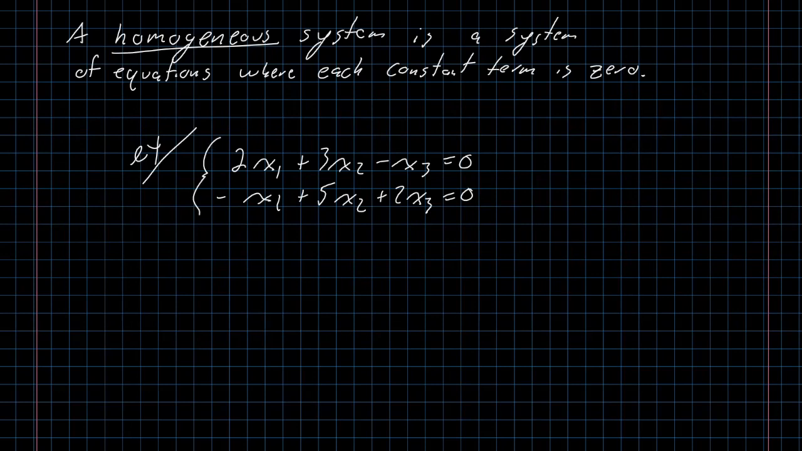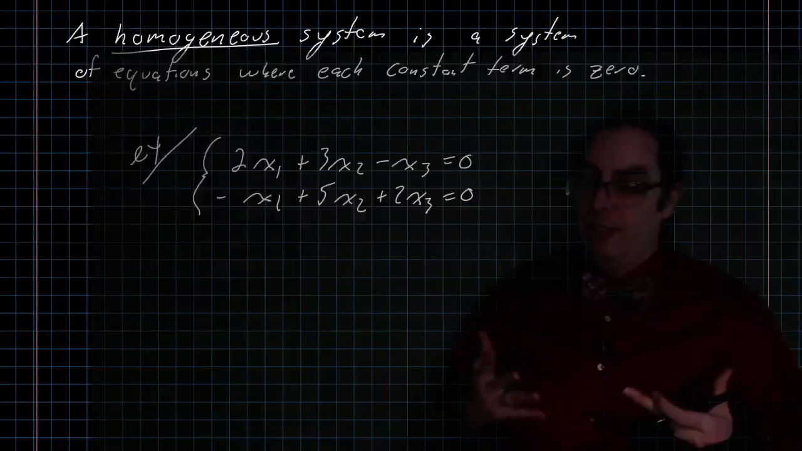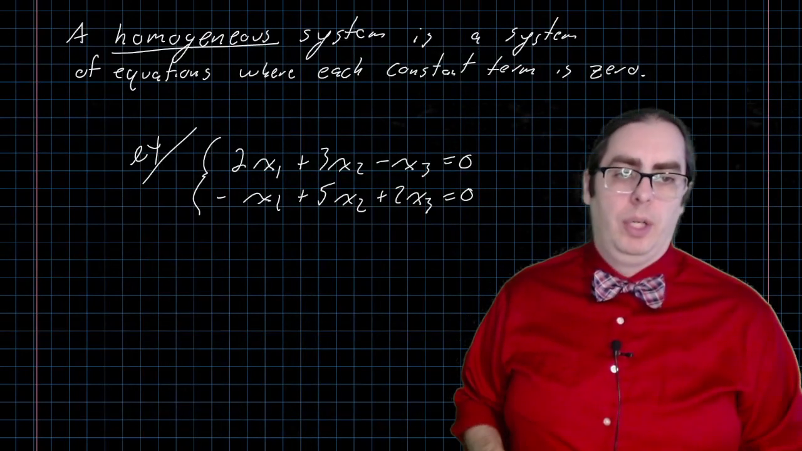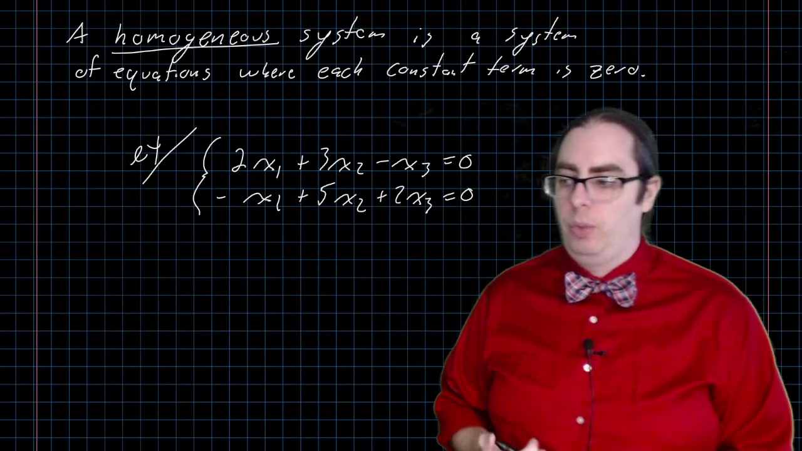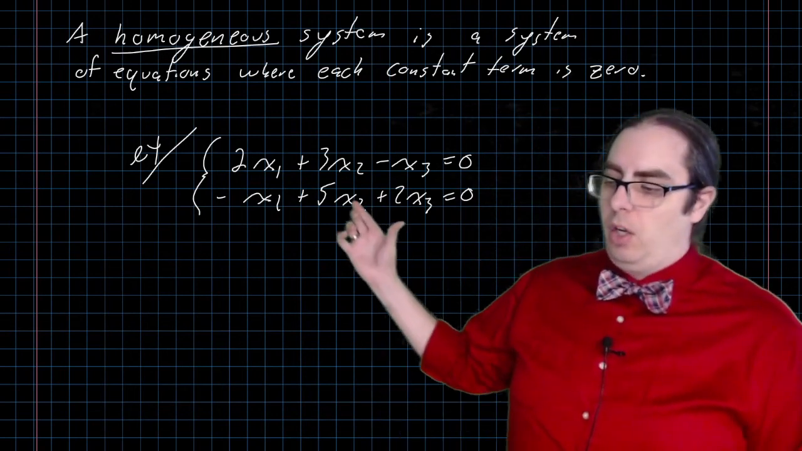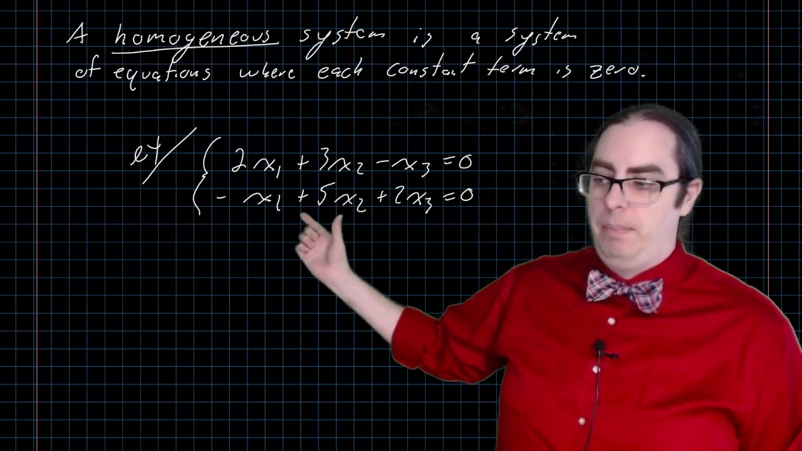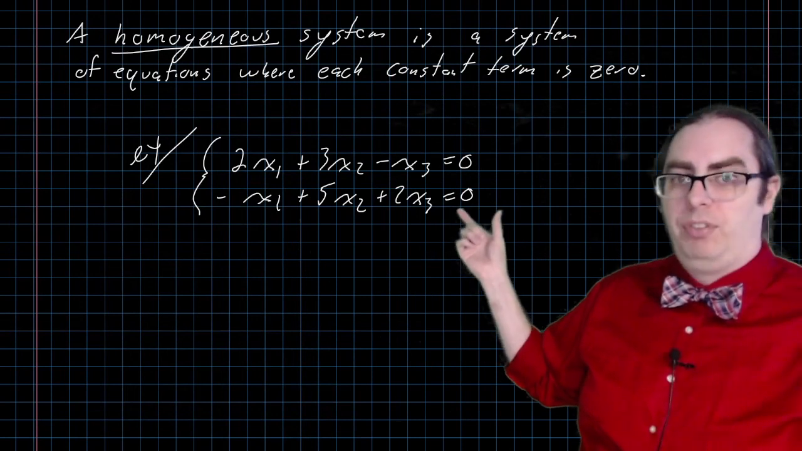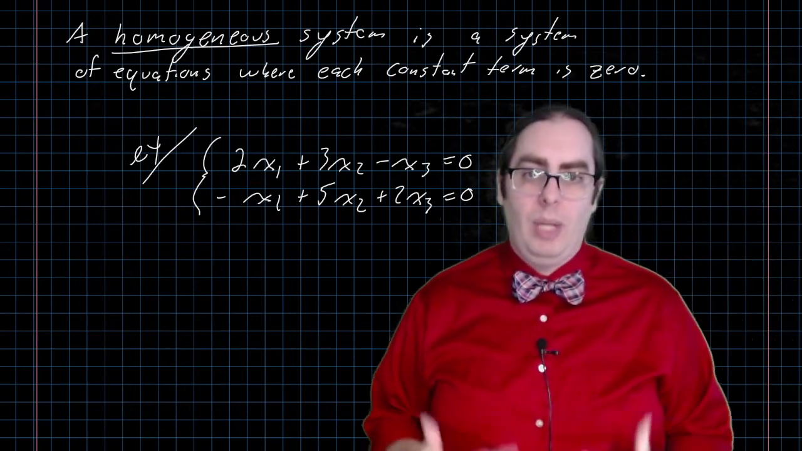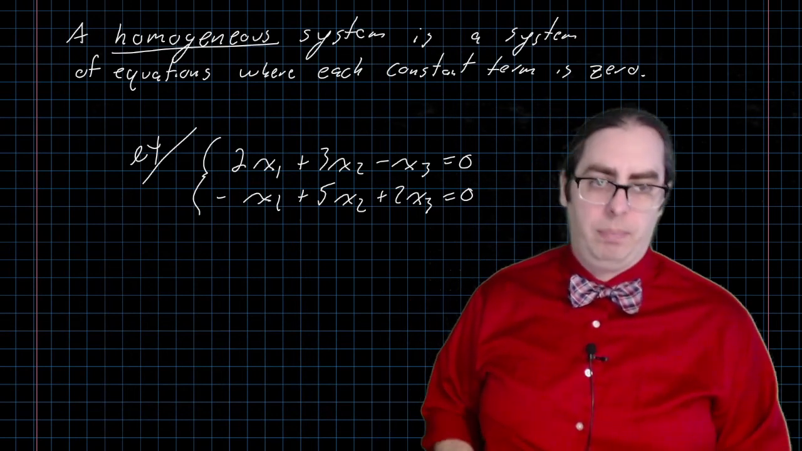So for example, this system, I have two equations with three unknowns. 2x1 plus 3x2 minus x3 is equal to 0. Minus x1 plus 5x2 plus 2x3 is also equal to 0. Right? It doesn't matter how many variables there are in the equations. It doesn't matter how many equations you have. What matters is that on the left-hand side of the equation, you have only terms that have a variable in them. And on the right-hand side of the equation, you have 0. Whenever you have that, you have a homogeneous system.